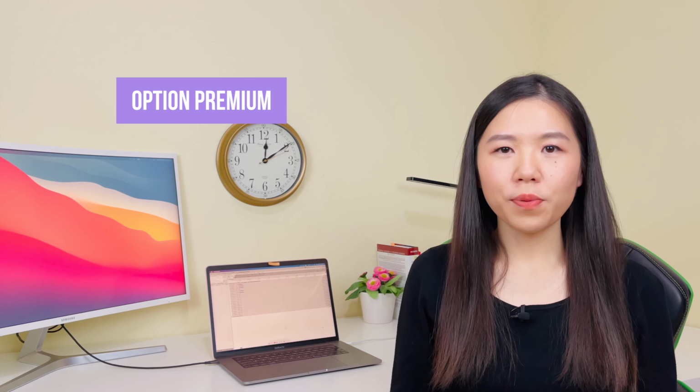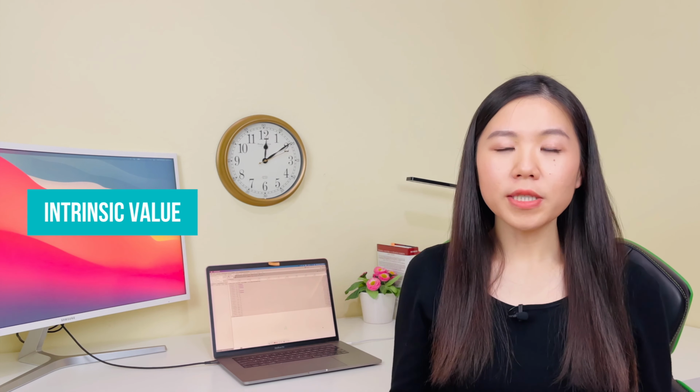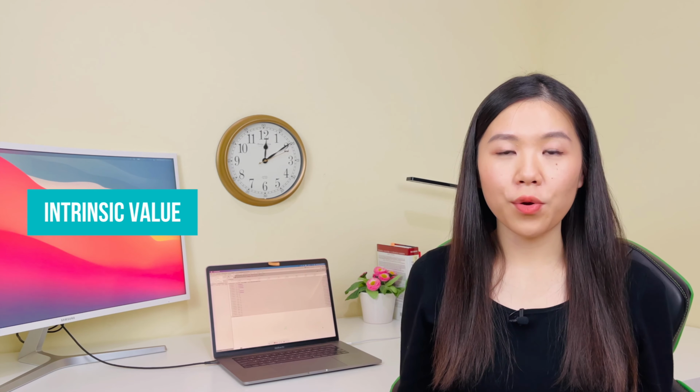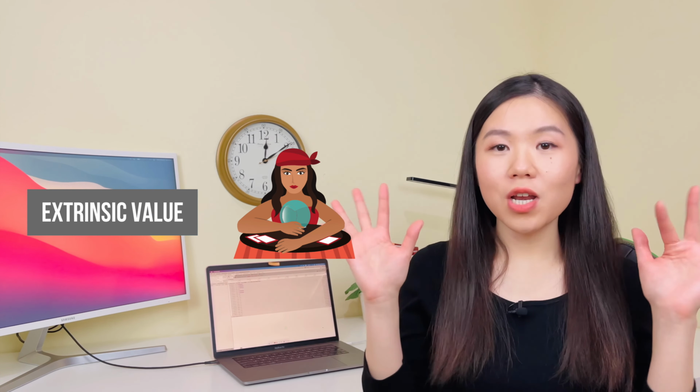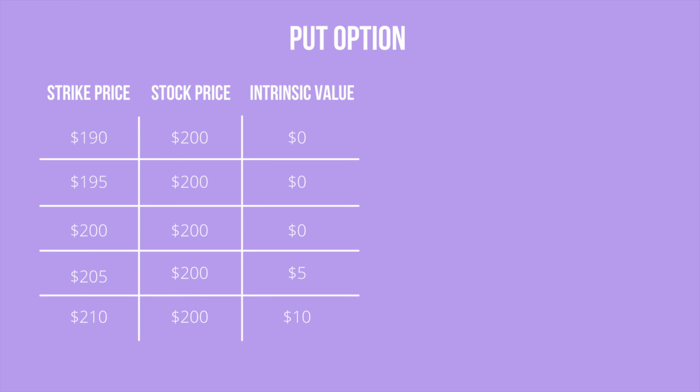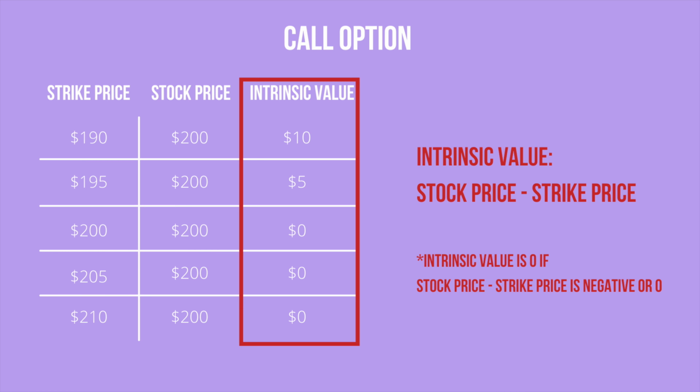In this video, I'm going to be going over what makes up the premium of an option, which is important because that directly impacts your return on a trade. Option premium is made of intrinsic value and extrinsic value. Intrinsic value is the real tangible value that you can actually calculate, while extrinsic value is the future unknown variables of a contract. For a put option, the intrinsic value is the strike price minus the stock price. For a call option, the intrinsic value is the stock price minus the strike price.